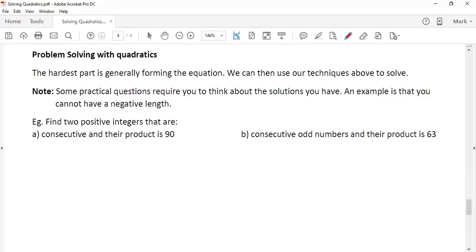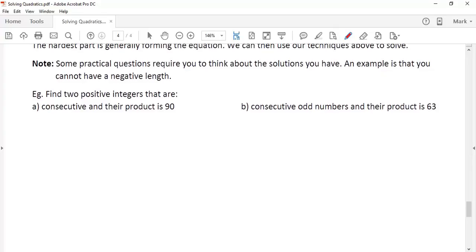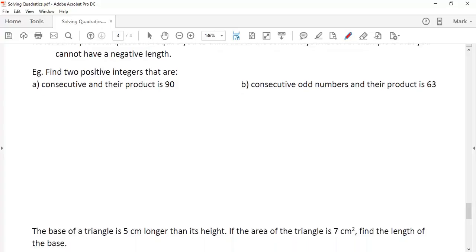But yeah, let's move on to problem solving with quadratics now. So generally these aren't that bad, but the hardest part is the start, when you have to figure out what the formula is. So you'll see when we do the examples below. But yeah, also, when you problem solve with quadratics, always think about what the question is asking you. So like, if it's a real life question, remember you can't have a negative length. Alright, so let's try and solve these two problems here.